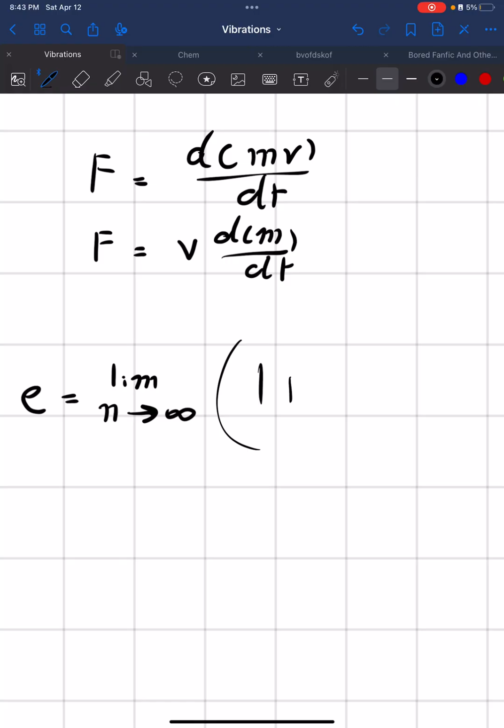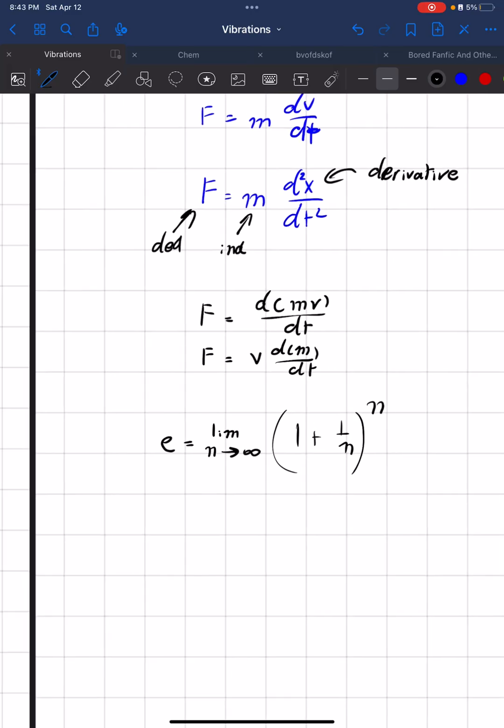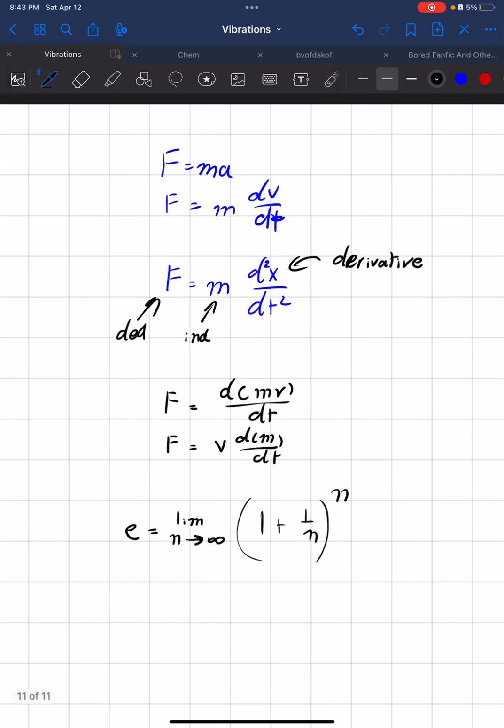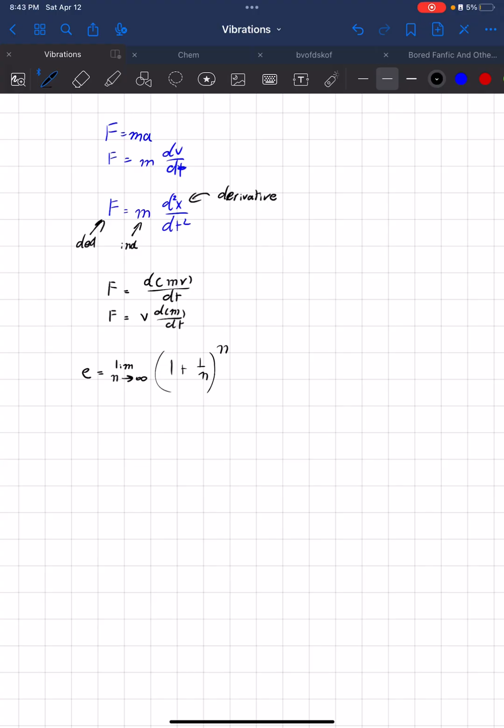Anyway, e is the limit as n approaches infinity of (1 plus 1 over n) to the nth power. It's a cool little fact that this number is derived from a limit. So that is literally it from chapter 1. That is all that you need to know.